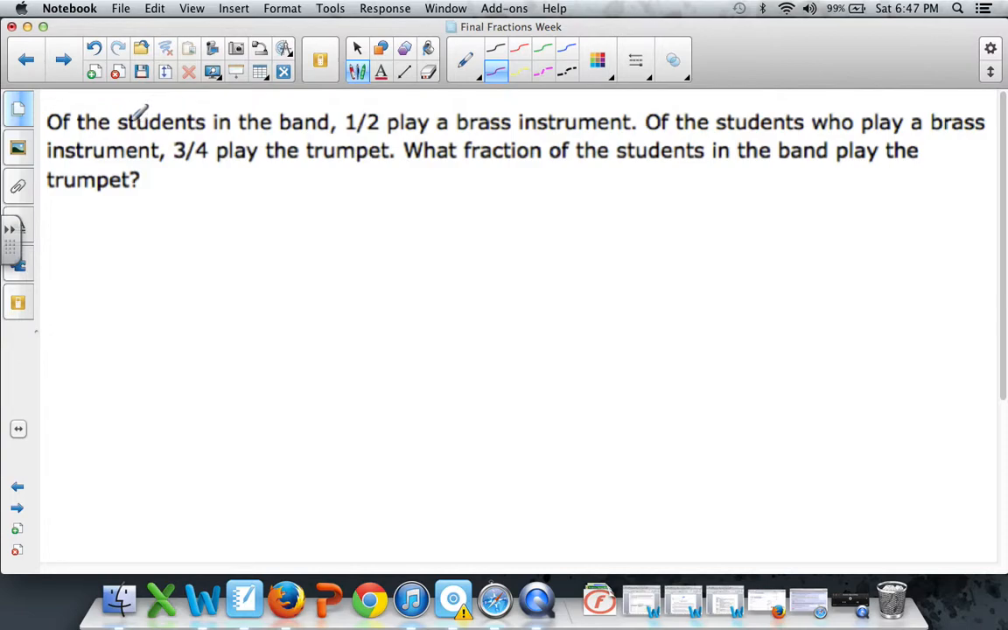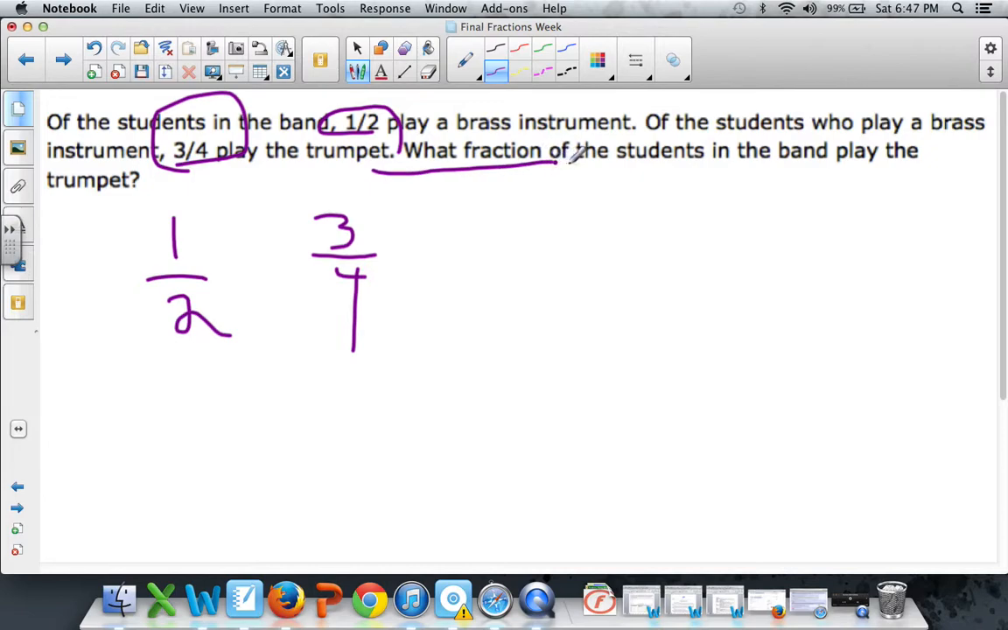Word problem. Of the students in the band, half play a brass instrument. Of the students who play a brass instrument, 3/4 play the trumpet. What fraction of students in the band play the trumpet? So half play brass, and of those students who play brass, 3/4 play trumpet. What fraction of the band plays a brass instrument that is a trumpet?